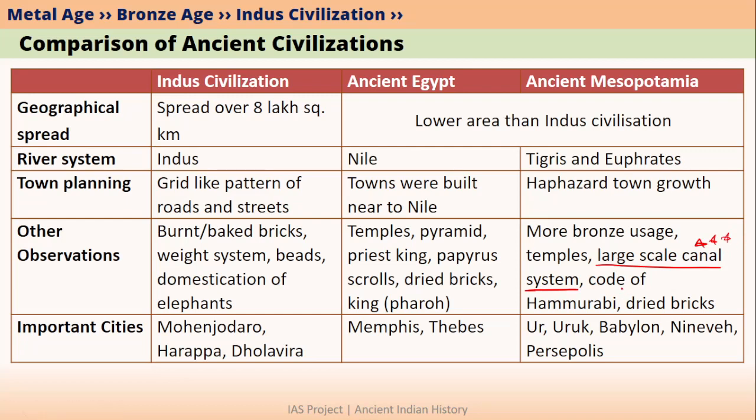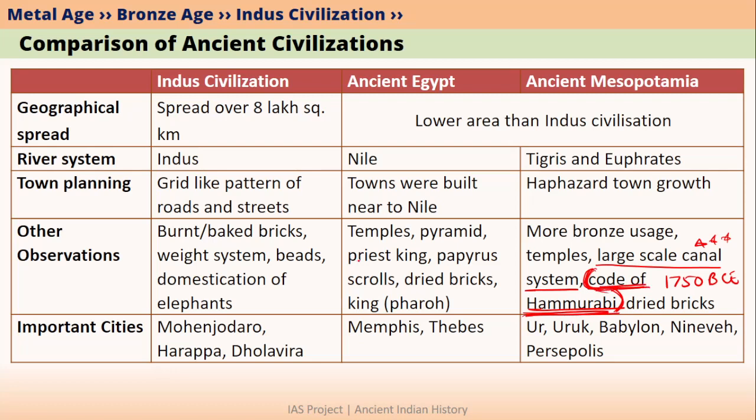Another unique feature of ancient Mesopotamia is the Code of Hammurabi. Hammurabi was basically the ruler of ancient Mesopotamia somewhere around 1750 BCE. So the king Hammurabi gave a code of law for his empire, and that code of law by Hammurabi is called the Code of Hammurabi. So basically the Code of Hammurabi is considered as the most ancient legal text of the world.